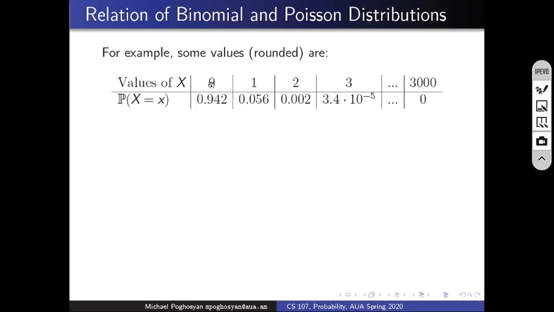So the probability that we will have no misprinted character in a page is 0.94. The probability that we will have exactly 1 misprinted character is this much, 2 this much. So X can take any values up to 3000 because we have 3000 characters in a page. X can run from 0 to 3000, and the probability of having 3000 misprinted characters in a page is practically 0.